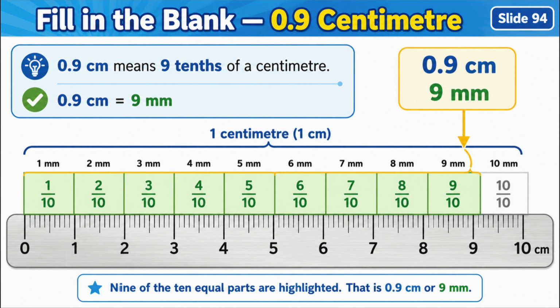Fill in the blank, 0.9 centimeter. To convert centimeters into millimeters, multiply by 10. 0.9 centimeter means 9/10 of a centimeter. Each tenth of a centimeter is 1 millimeter. So, 0.9 centimeter equals 9 millimeters.